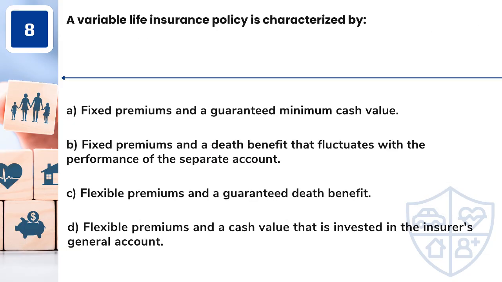Question 8. A variable life insurance policy is characterized by A. Fixed premiums and a guaranteed minimum cash value. B. Fixed premiums and a death benefit that fluctuates with the performance of the separate account. C. Flexible premiums and a guaranteed death benefit. D. Flexible premiums and a cash value that is invested in the insurer's general account.